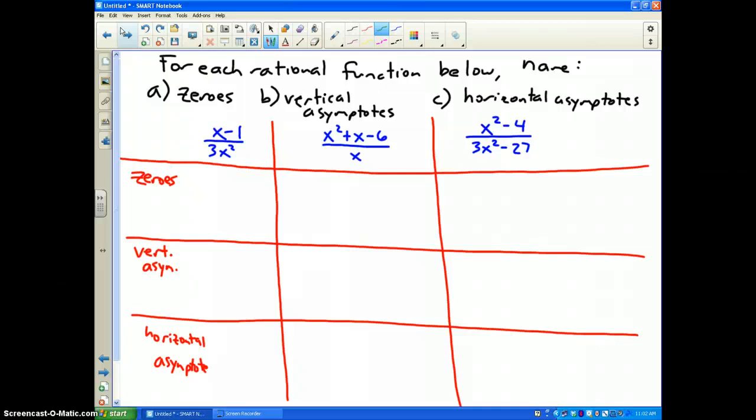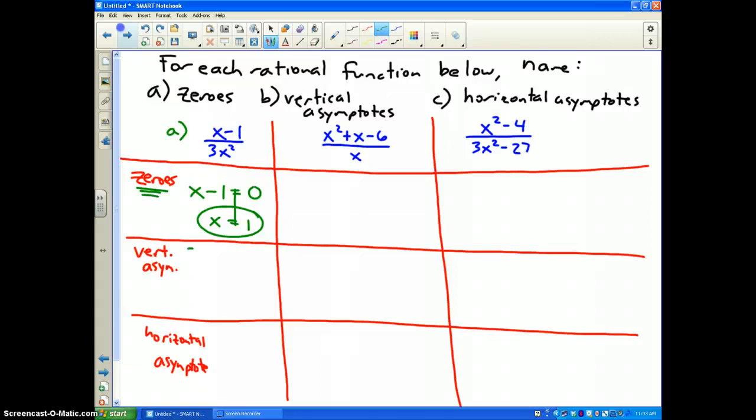All right. The first one, letter A. X minus 1 divided by 3x squared. The zeros are where the numerator is equal to 0. Okay, so I just said x minus 1 equal to 0, and I solve it. And what I find out is x equals 1. 1 would be the only 0 that this function has. It's the only place where it crosses the x-axis.